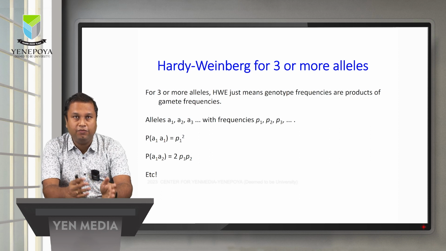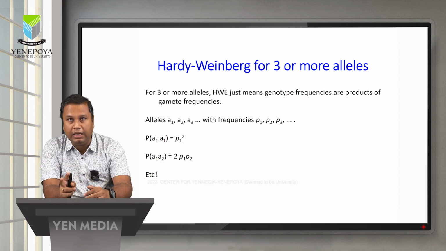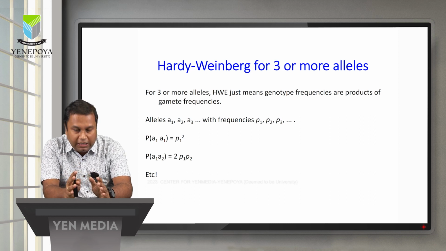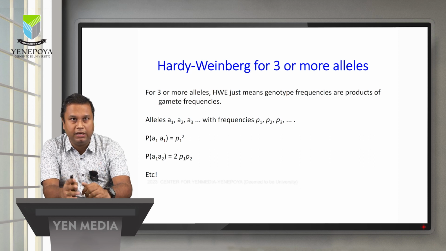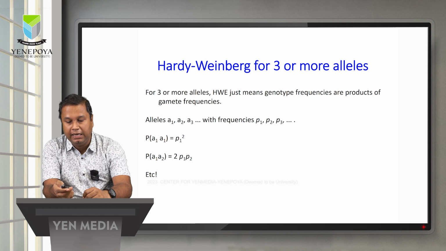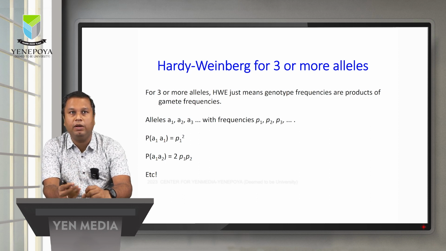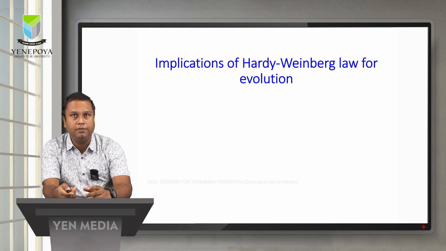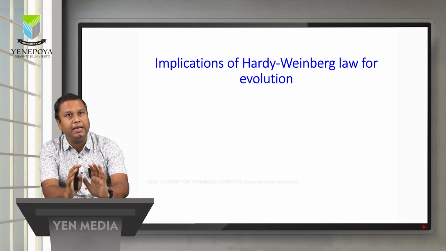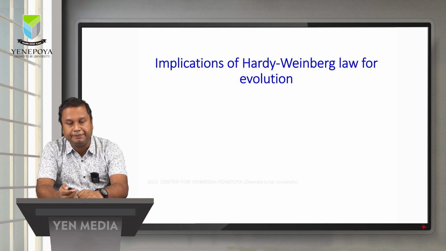Hardy-Weinberg equilibrium, as I mentioned, for simplicity we only do two alleles, p and q, but you must know it can be equally applicable for 3 or more alleles. With 3 or more alleles, like shown here, A1, A2, A3, if you have allele frequencies of P1, P2, P3, genotype frequencies can be given by A1A1 as P1 square, A1A2 as 2P1P2, and so on. So it can be applicable for any number of alleles.